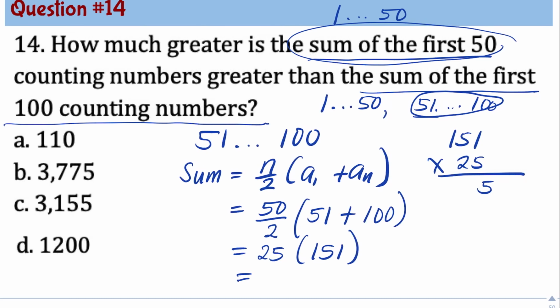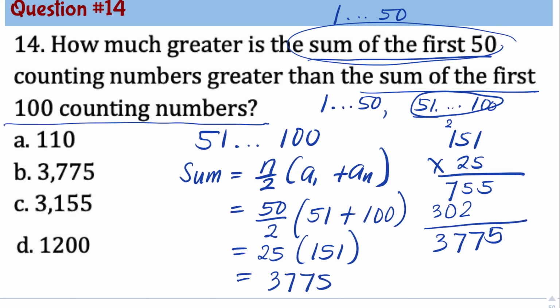So 5 times 1 is 5. 5 times 5 is 25. Carry 2. 5 times 1, 5 plus 2 is 7. Now we need to multiply with 2. 2 times 1 is 2. 2 times 5 is 10. Carry 1, so this will be 3. So the answer is 5773, reading it in reverse, so the sum of the numbers 51 to 100 is 3775, and that is letter B. So now, make sure that you memorize the formula for the sum of an arithmetic sequence, n over 2, a sub 1 plus a sub n.